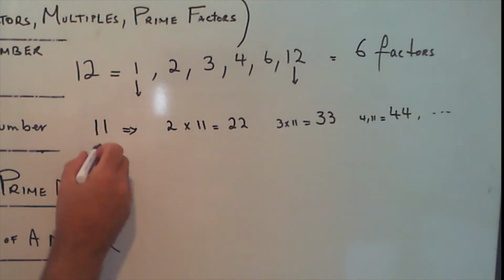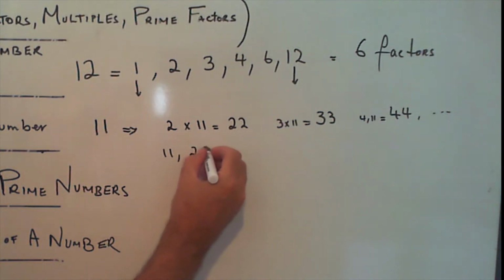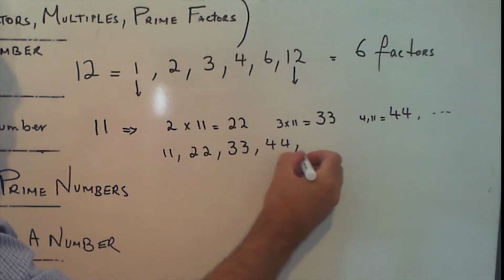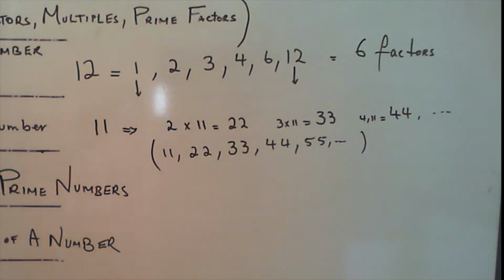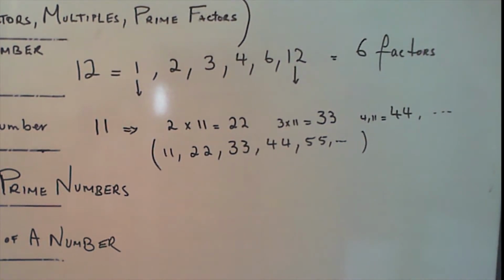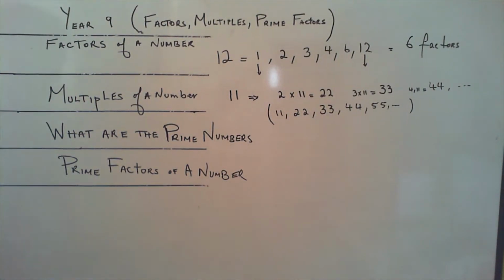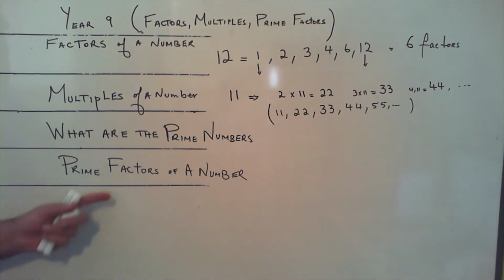So the multiples of 11 I can write are, of course, 11 itself, 1 times 11, 2 times 11, 3 times 11, 4 times 11, and it goes on. They normally tell you how many multiples they want you to give. If it's the first 5, then you write the first 5. So multiples of a number should not present you with any difficulties. Then we move on to prime numbers first, because we want to do prime factors.